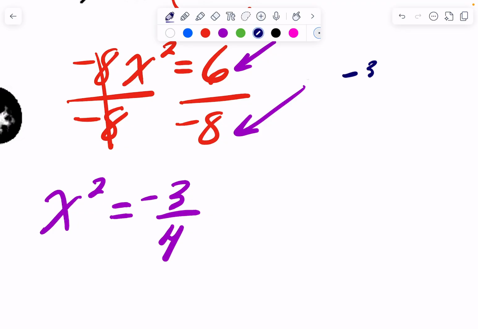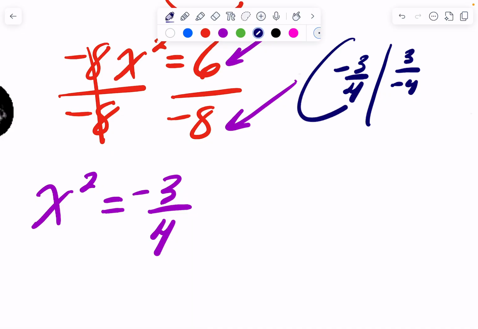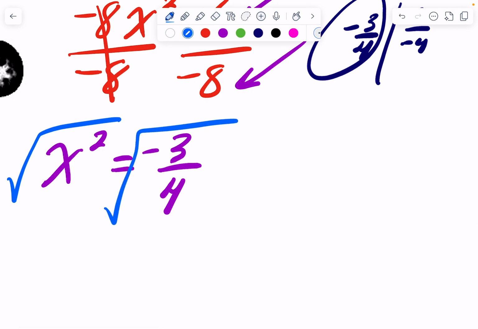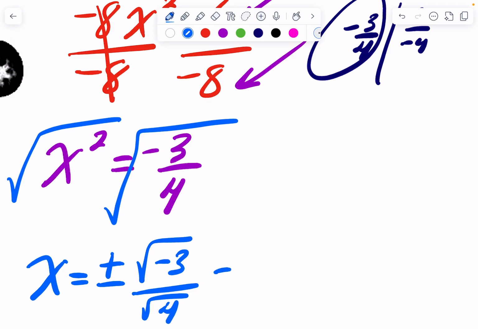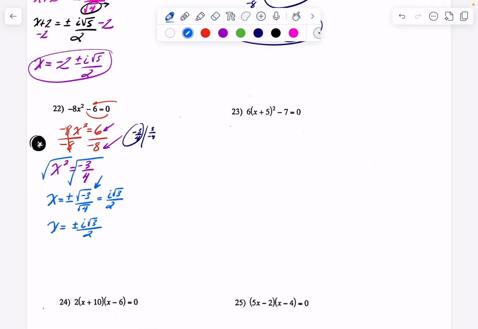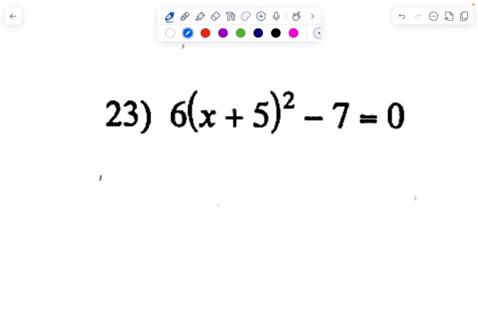If you have -3/4 and it's written on top, it's the same thing as 3 divided by -4. They're the same. So which one do you pick? You like the negative on top or in front. Square root both sides. So we have x is equal to plus and minus the square root of -3 over the square root of 4, which we know is i roots of 3 over 2. So we have x is equal to plus and minus i square roots of 3 all over 2. I'm hoping at this point we're quick enough to go, oh yeah, that's just i roots of 3. And then the square root of 4 is 2 because it's a perfect square.